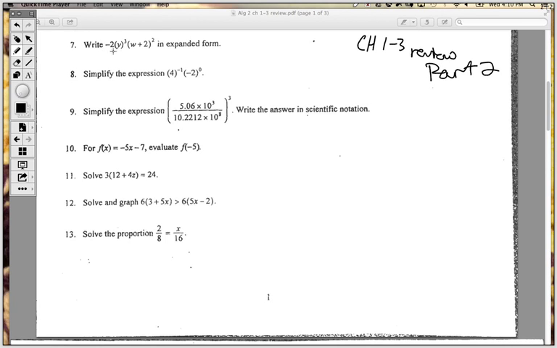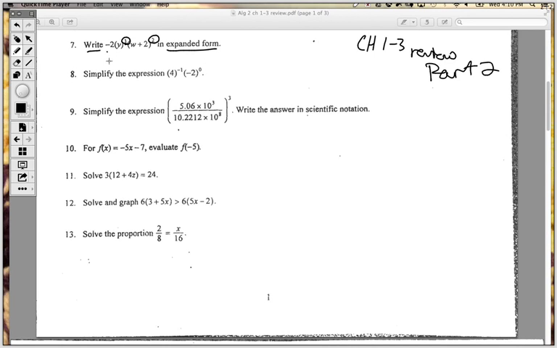What do we see? I see write in expanded form. Expanded form. Oh, so that means just take these powers and kind of multiply it out, like rewrite it with multiple factors. What would that look like?